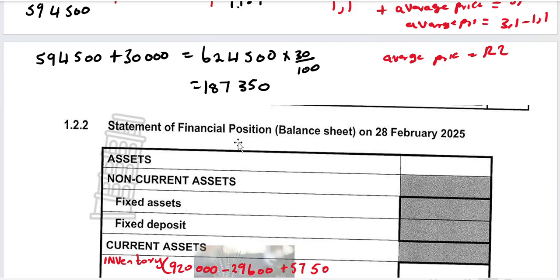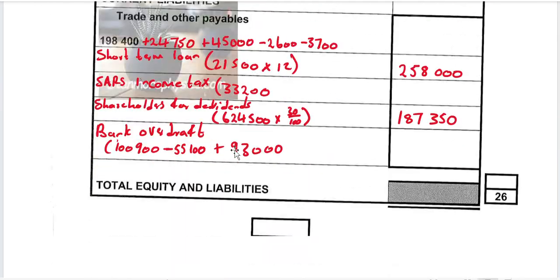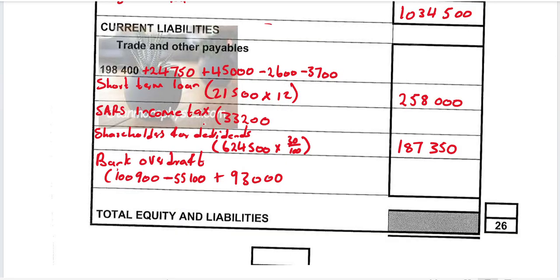So now it's time to totalize. Let's totalize. Bank overdraft. Let's start here at the bottom. We close the brackets and punch our calculators. 10,900 minus 5,100 plus this, we get 138,800. Do you get me? So here we have the amount. We've already totalized. Then SARS income, we didn't have an adjustment for that one, so we say 3,200.